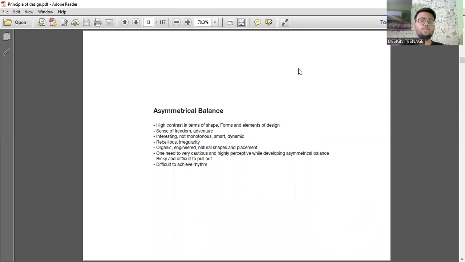So, high contrast in terms of shape. What is contrast? I told you, when things are not matching with one another, when things are quite different. So shape, form, and elements of design: what do they mean by that? For example, the shape of a sofa. On the right hand side there is a sofa, and on the left hand side there is a plastic fiber stool. If there is a difference like this, it will create asymmetrical balance.